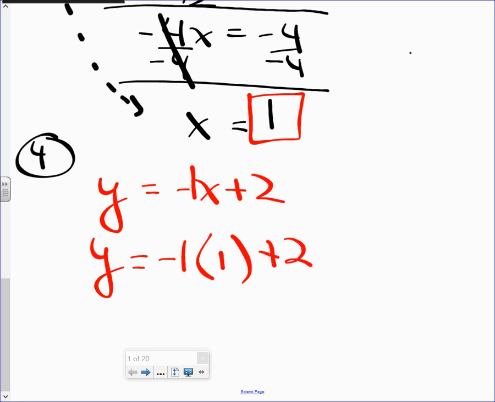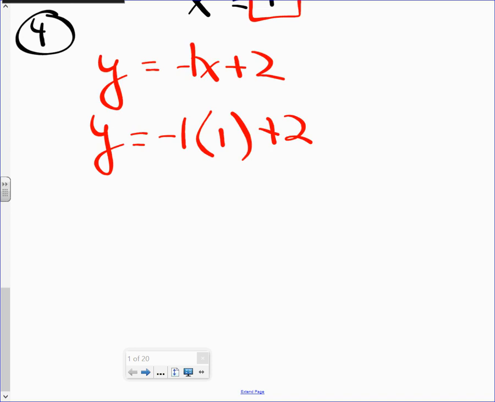Plus 2. Don't let this first example scare you. I'm going to go over some more examples, and you can ask me more questions. Relax. Breathe. There we go.